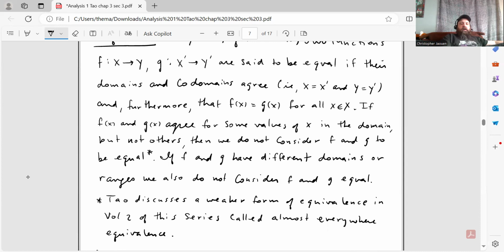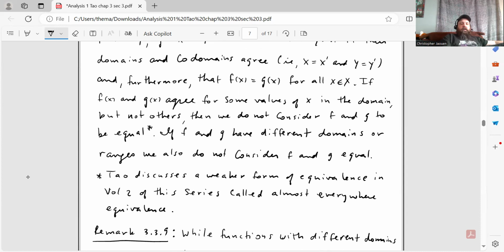He has a little annotation here in the book, which is why I have the star in the superscript here. He says that in volume 2 of his analysis books, so this is volume 1 that we're doing, we will discuss a weaker form of equivalence that's called equivalence almost everywhere. We need measure theory to talk about that.